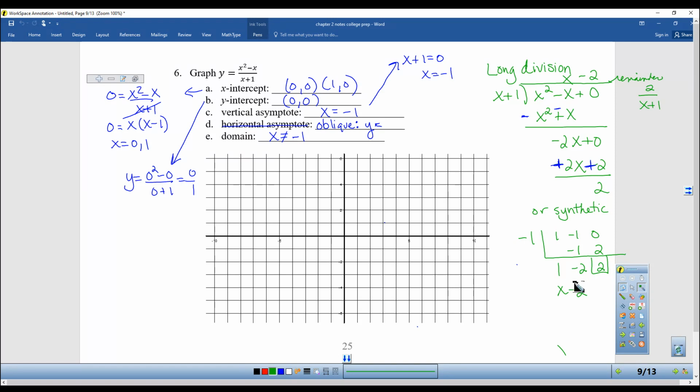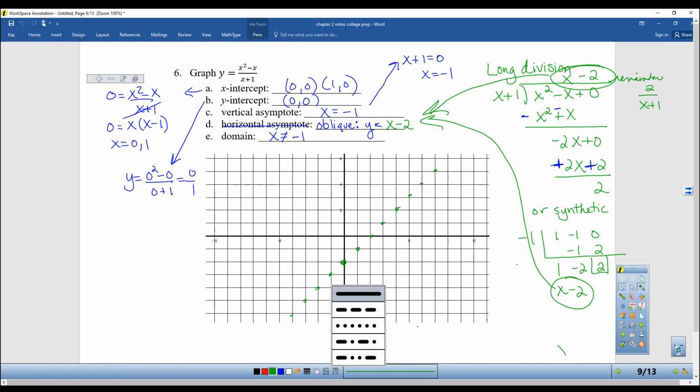The important part is this is what goes here. This is what goes here. The remainder will matter next year in calculus. I'll teach you what significance that has. But right now, the oblique asymptote is just this. And I can explain why, but first let's just concentrate on getting the oblique asymptote. So I graph that line. I start at negative 2. It has a slope of 1. And I'm going to go back and actually draw the line.